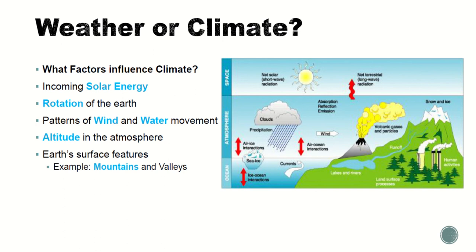So what factors influence climate? Incoming solar energy, so basically sunlight, rotation of the earth, patterns of wind and water movement, altitude, and any type of surface features that could potentially manipulate what the pattern of climate is going to be over time.